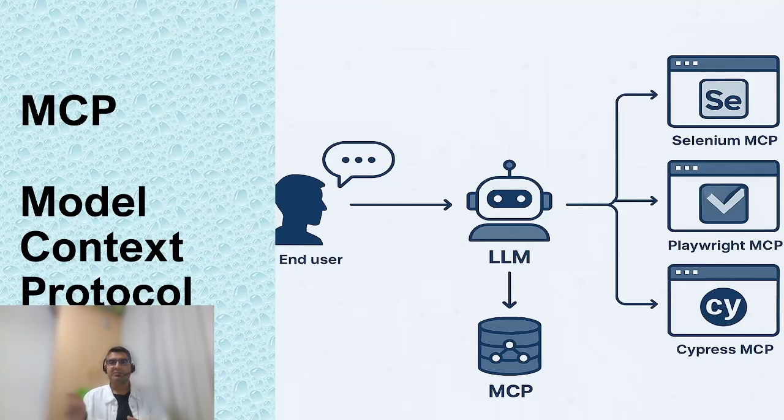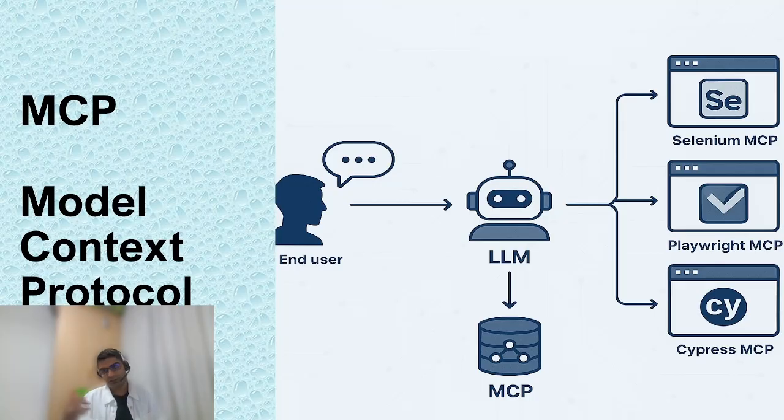So Selenium MCP and Cypress MCP will not be invoked. Behind the scenes, only Playwright MCP will be invoked, because you said that you want to write the script in Playwright. If you say that you want to write code in Selenium Java, then only Selenium MCP will get invoked. So it totally depends on what you want.